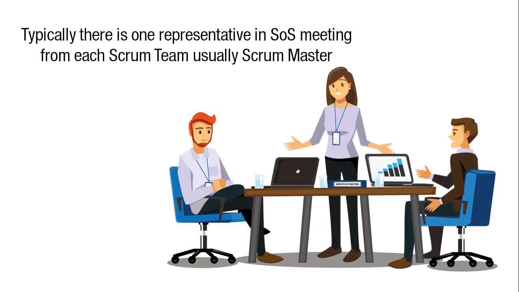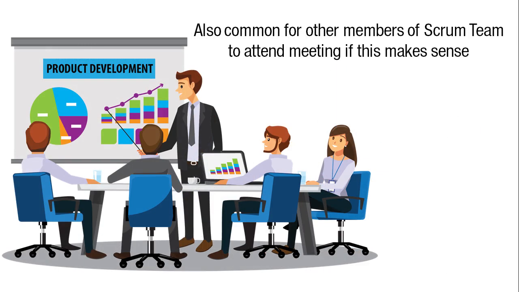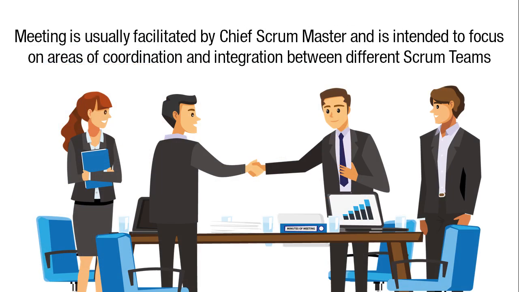Typically, there is one representative in the Scrum of Scrums meetings from each Scrum team, usually the Scrum Master, but it is also common for other members of a Scrum team to attend the meeting if this makes sense. This meeting is usually facilitated by the Chief Scrum Master and is intended to focus on areas of coordination and integration between the different Scrum teams.